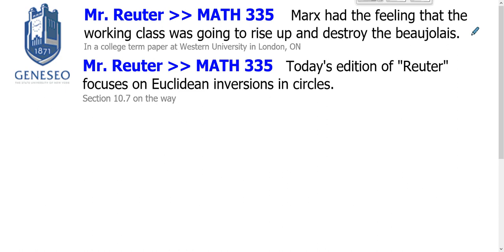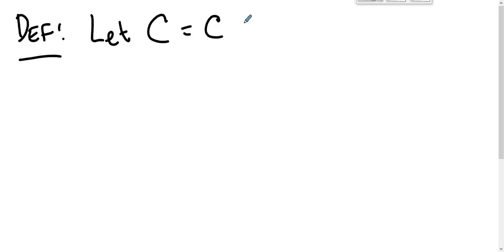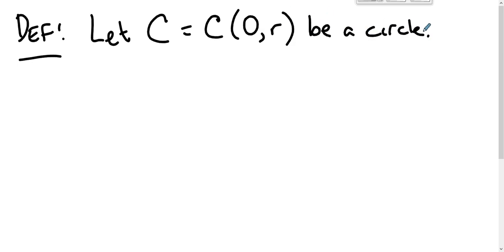So it's time for the last big idea of our course. And the last big idea of our course is the idea of a Euclidean inversion in a circle. And so we begin with a definition. We're going to let C be a circle centered at the point O of radius R.